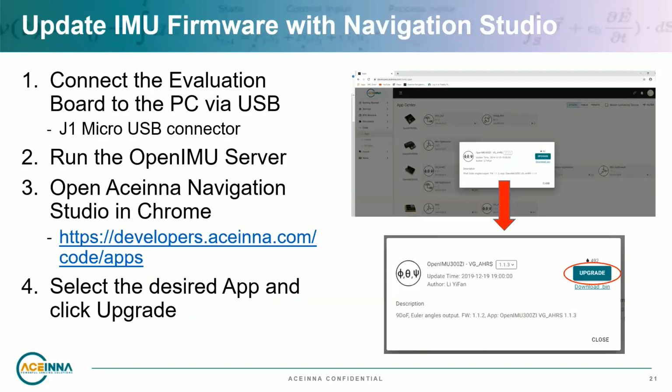The method of doing that is, with the board connected as in the previous picture, you run the OpenIMU server via one of the methods Ravi already demonstrated. Then you open the Navigation Studio, select your desired application, and click on the Upgrade button. I'll just show you what that looks like.